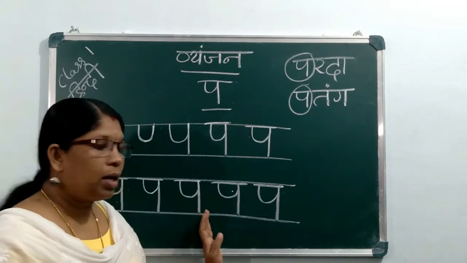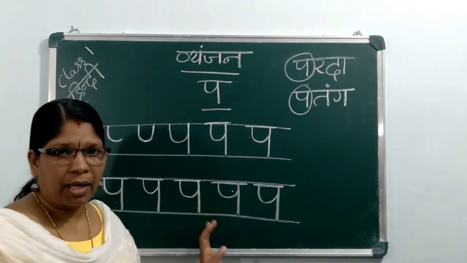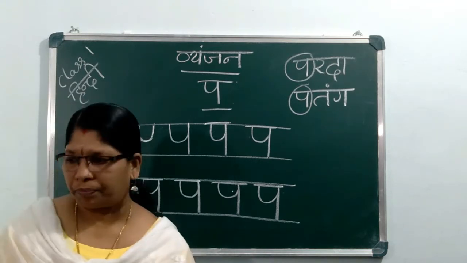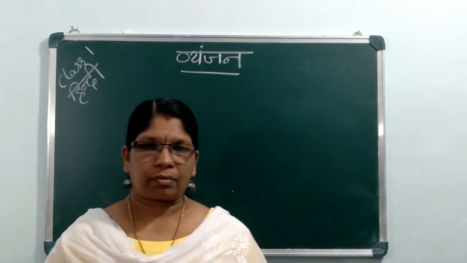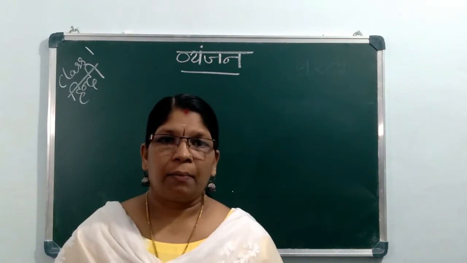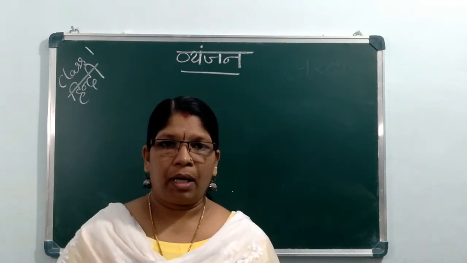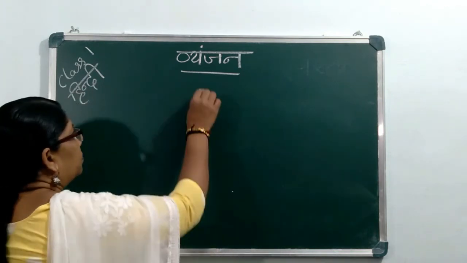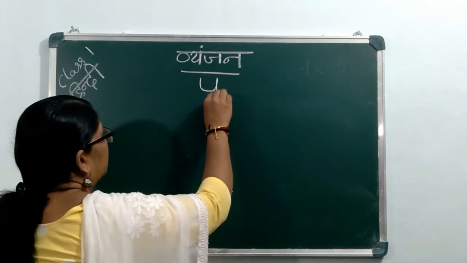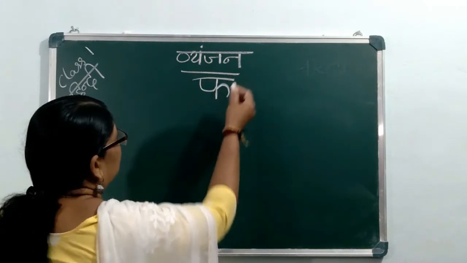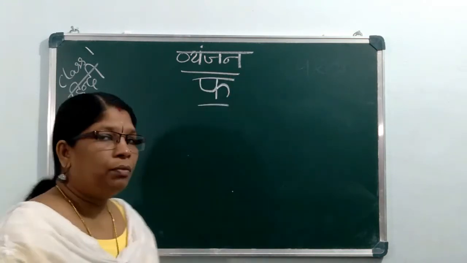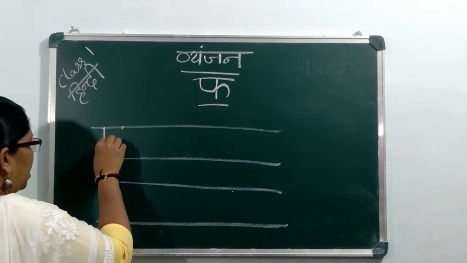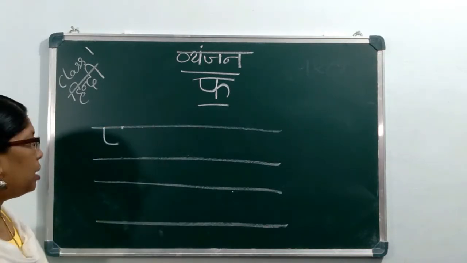Okay. And now itself, take one pencil and write down. Now itself, write over there. Okay. Next letter is Pa. We will see how to write this letter. We want to start from the upper line and curve it here.